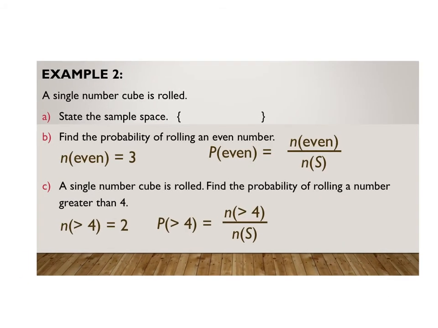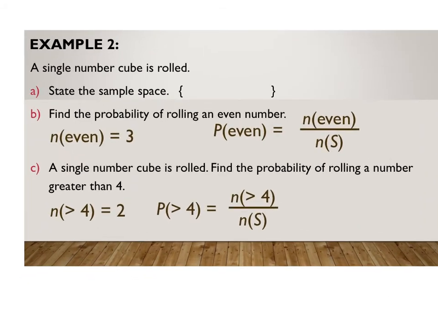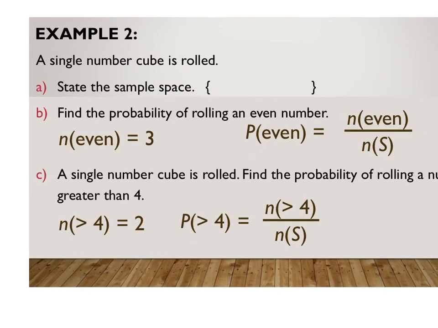All right, example 2. A single number cube is rolled. State the sample space. Well, we just did that, didn't we? Okay, so the sample space is 1, 2, 3, 4, 5, and 6. Find the probability of rolling an even number. Well, there are 3 evens.